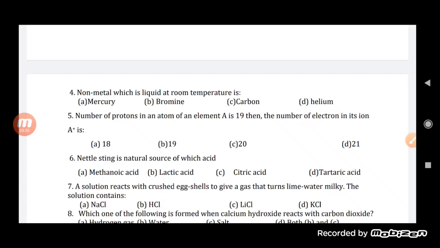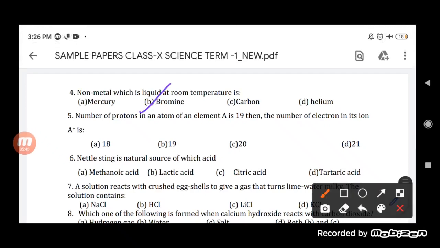Mercury is a metal which is liquid at room temperature, but the non-metal which is liquid at room temperature is bromine. So we can say that the correct option will be B.